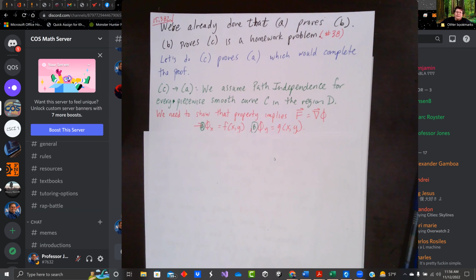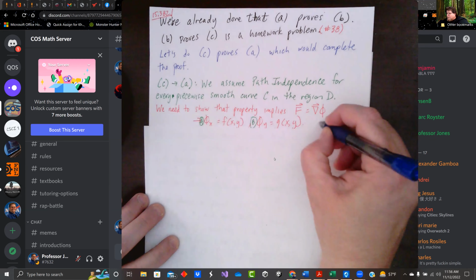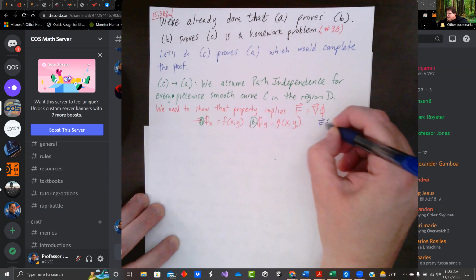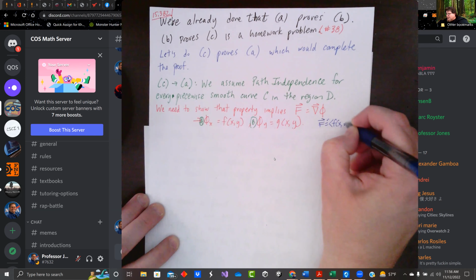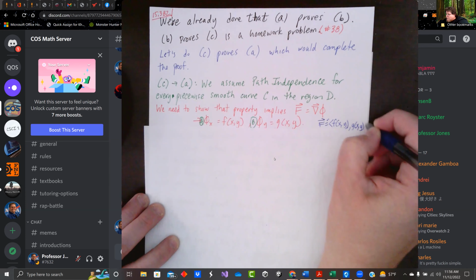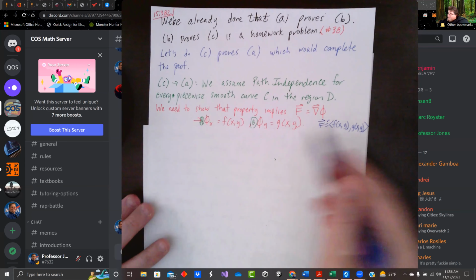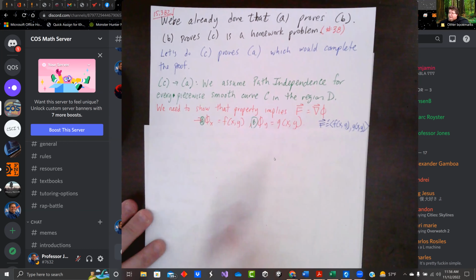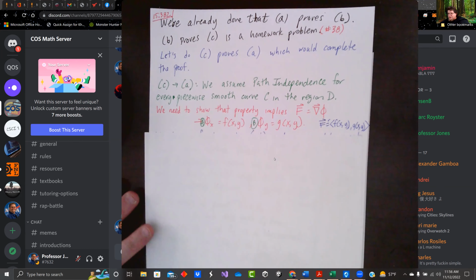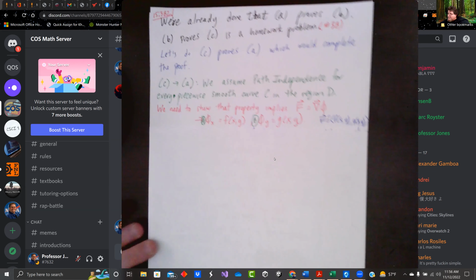So the partial of phi with respect to x is the first component of F. F equals F of x y, G of x y. That's what we're wanting to prove. So d phi dx will be f and d phi dy will be g. We're going to do A. B has the same proof, just slightly changed. So let's take a look at A's.